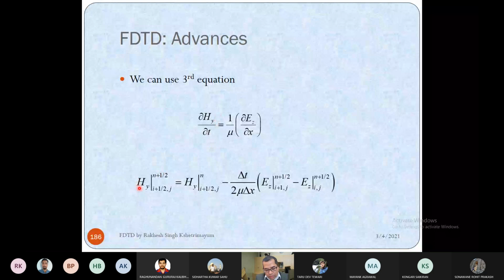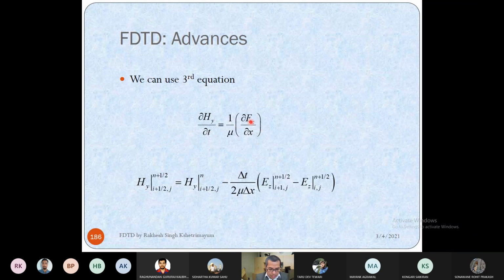The running index for y is j, so j would be integer, and the other one will be half integer, i plus half, j. So Hxy at n plus half minus Hxy at n, the partial derivative with respect to time, divided by delta t. You take delta t to the right hand side. Then this is the partial derivative with respect to x. Ez is calculated at the integer space step, so i plus 1 comma j minus i comma j, divided by delta x. So this is the update equation for this third equation of the TMz problem.